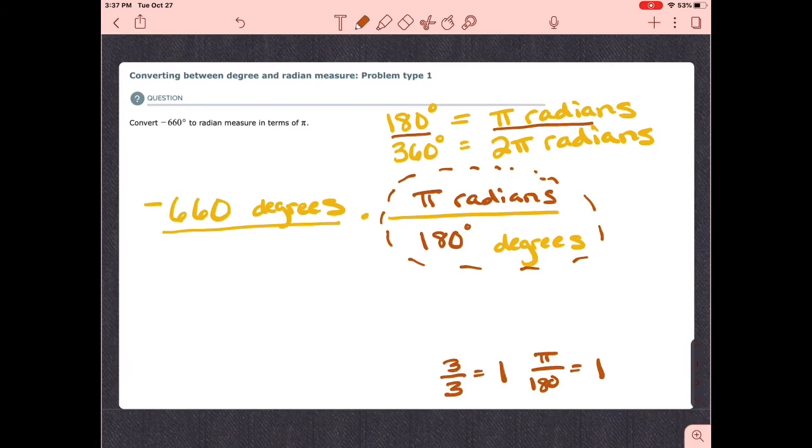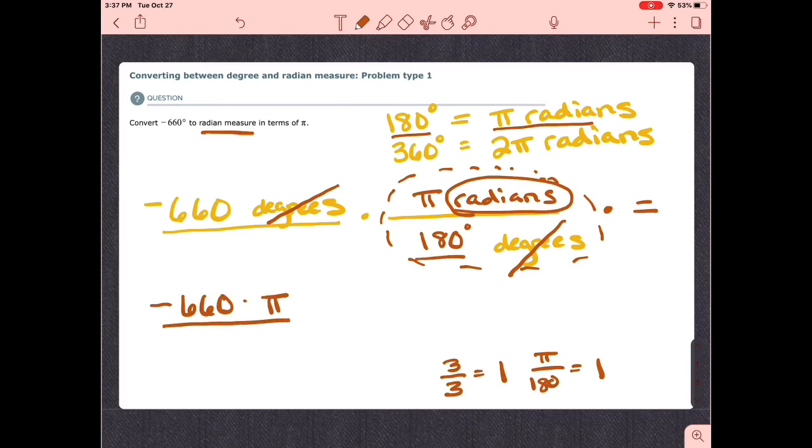All right, so over here I'm going to cancel the degrees, and I'm going to do this multiplication. Notice that my end answer will be in radians, which is what I was looking for. We don't want to cancel out the pi, so we're just going to multiply, and we'll say equals, and I ran out of room to the right, so I'm going to have negative 660 times pi on the top, and on the bottom I just have 180.